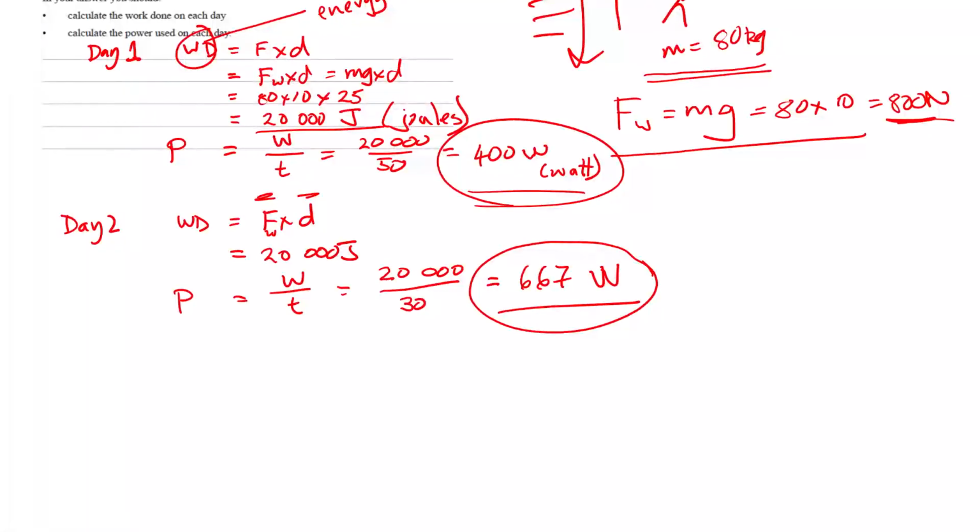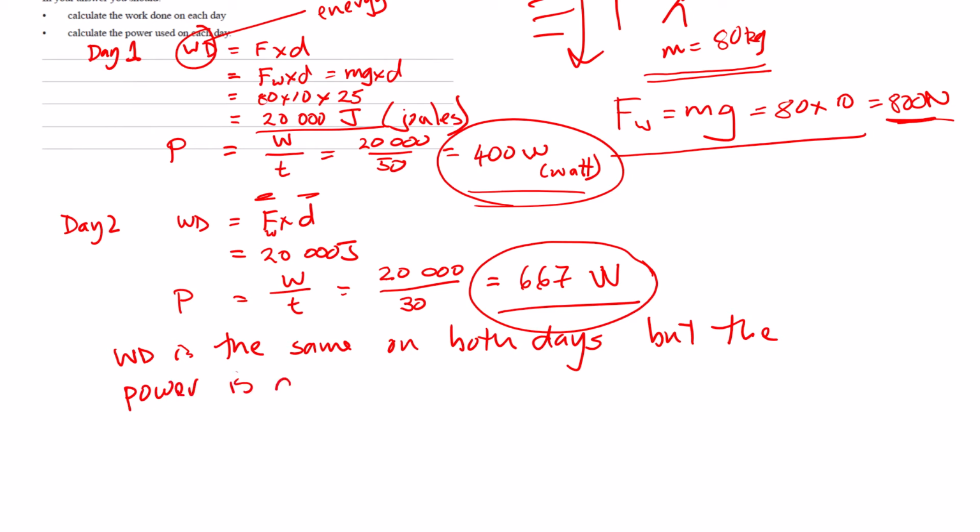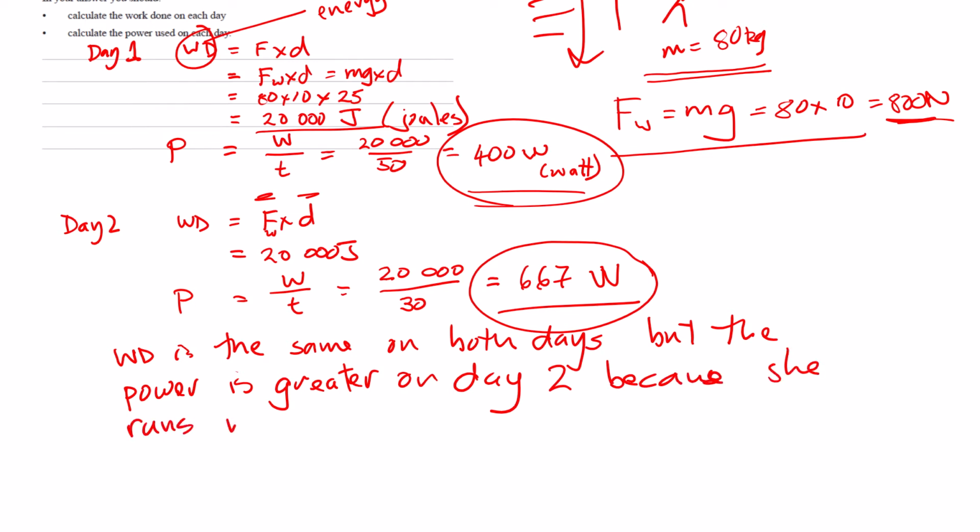So we might say the work done is the same on both days, but the power is greater on day 2 because the time is less, because she runs up in a shorter time. She's quicker, time is less. Okay.